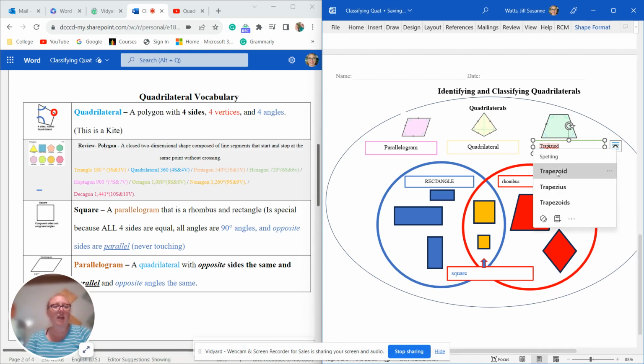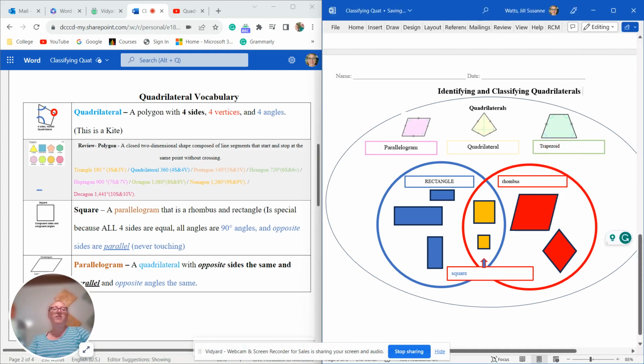Okay, so today we went over identifying and classifying quadrilaterals. I hope you had a good time, and this is the end of the lesson.